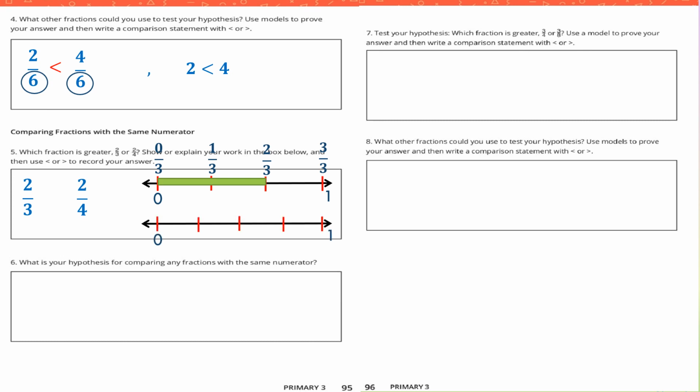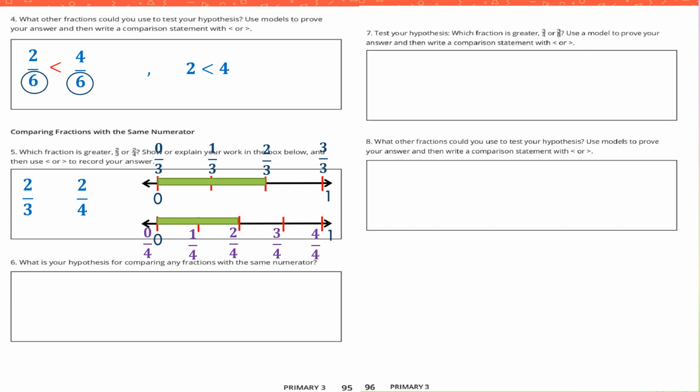Now we divide this number line into 4 equal parts. So label each dash by the denominator 4: 0 over 4, 1 over 4, 2 over 4, and so on. Let's locate 2 over 4 starting from 0 to 2 over 4. Which is bigger, the distance or the location of 2/3 or the location of 2/4?